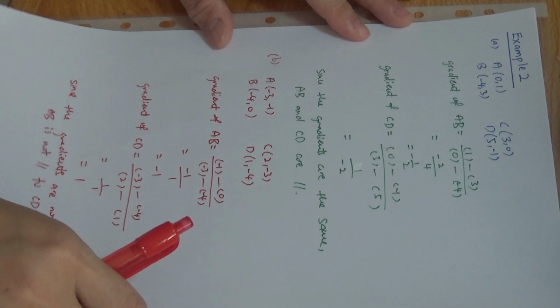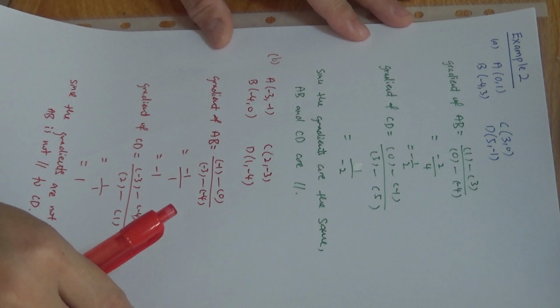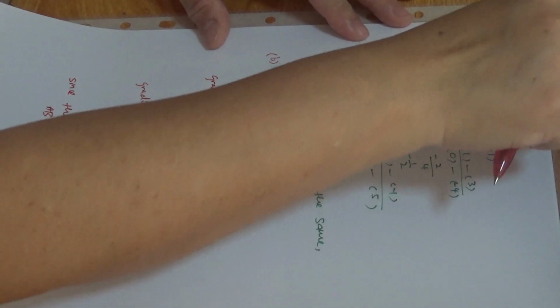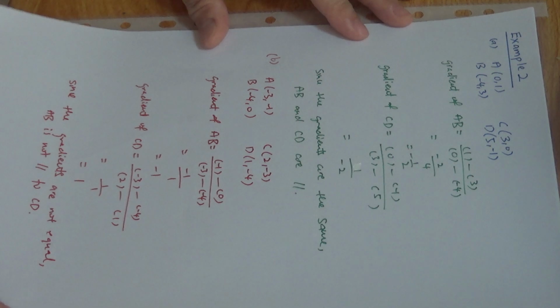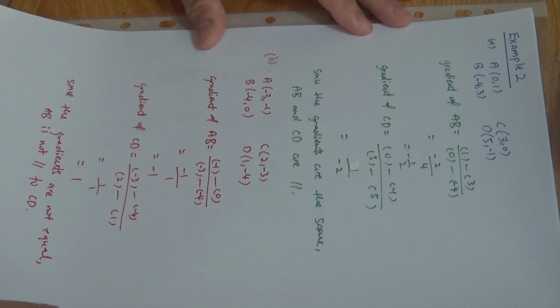Alright, now next. You are to read through page 159 yourself because what they are telling you is that parallel lines have the same gradient or lines with the same gradient will be parallel, as what I have said in the previous part. Now I'm going right into example 2. Example 2 says: determine whether the lines AB and CD are parallel. Give reasons to support your answer.